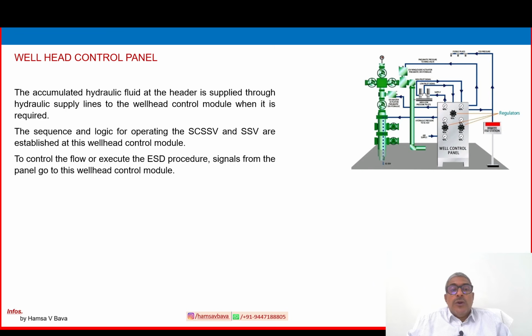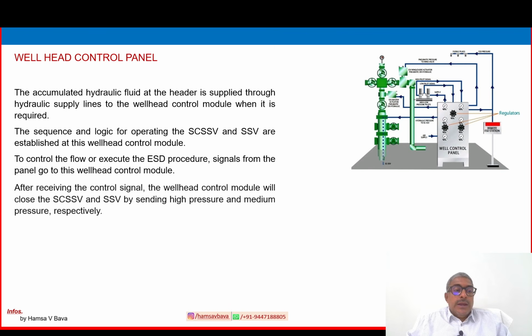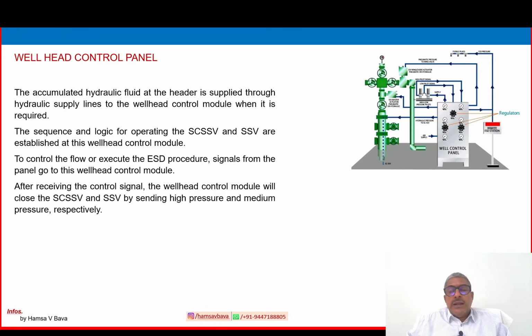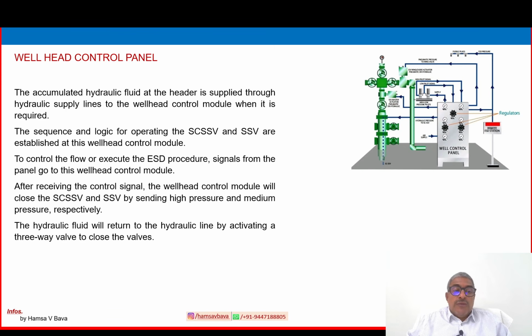So all signals go to this wellhead control module, including the ESD signal. After receiving the control signal, the wellhead module will close the surface controlled subsurface safety valve or surface safety valve by sending high pressure and medium pressure respectively. The hydraulic fluid will return to the hydraulic line by activating a three-way valve to close the valves.